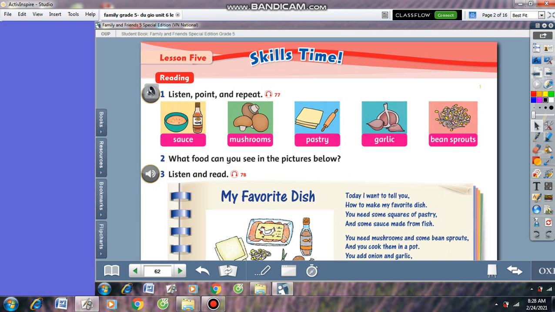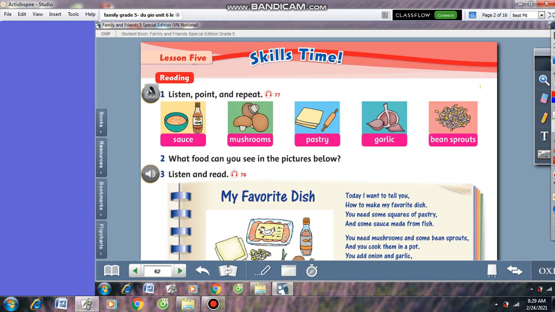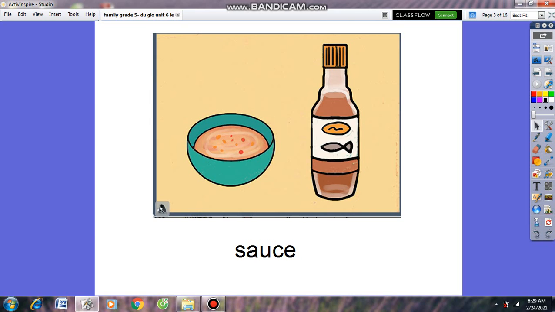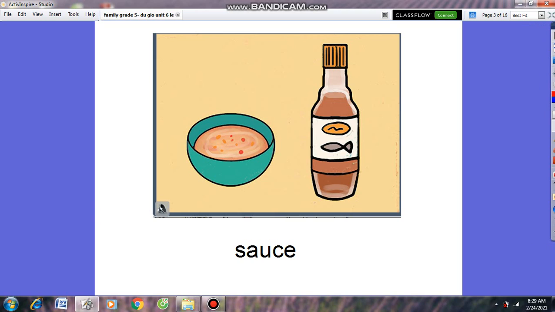Okay, in this class we will study lesson 5. So you know, in lesson 1, we study many words about food. In lesson 5, we learn more words about food. Now, look at picture 1. Can you guess the name of food?